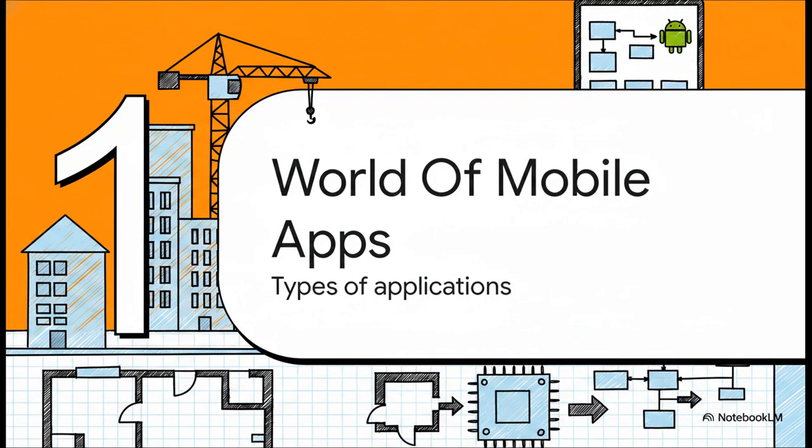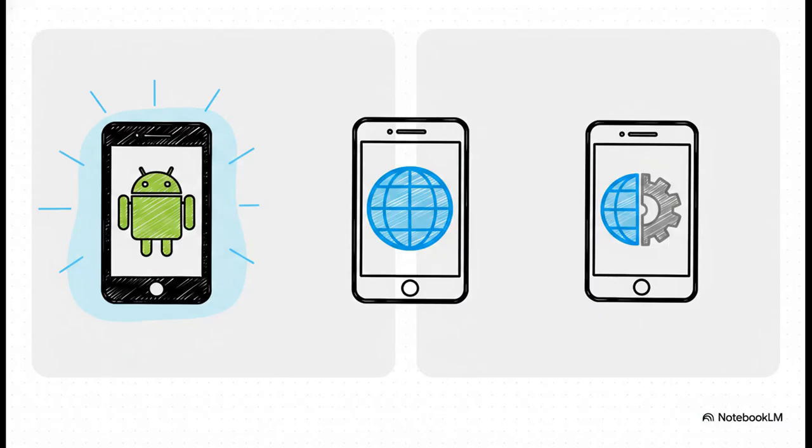All right, section 1, the world of mobile apps. Let's figure out what kind of app we're actually building here. Before we pour any digital concrete, we got to know our options. There are basically 3 main flavors of mobile apps out there. First up, native apps. These are custom built for one specific platform, like Android or iOS, and they run directly on the device's operating system, which honestly gives you the absolute best performance.